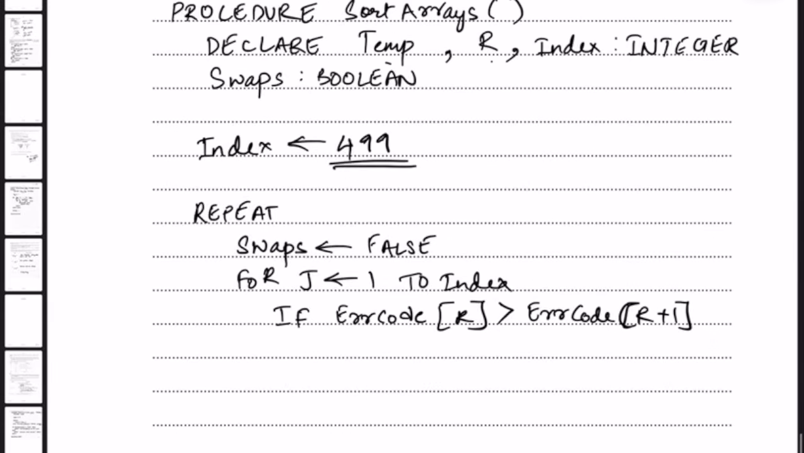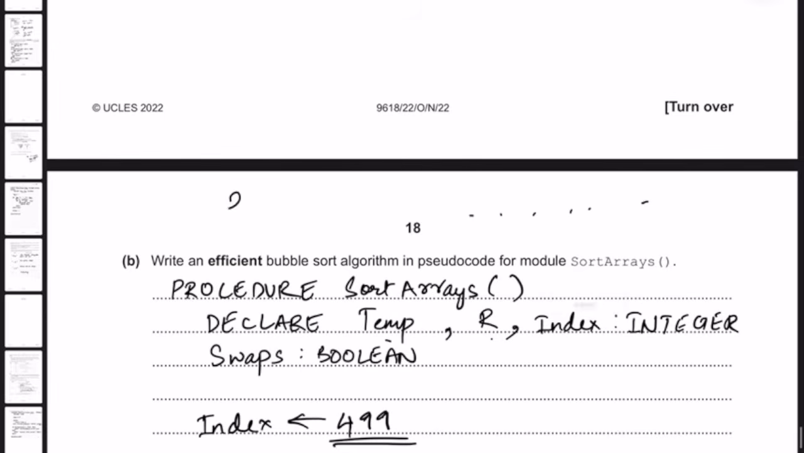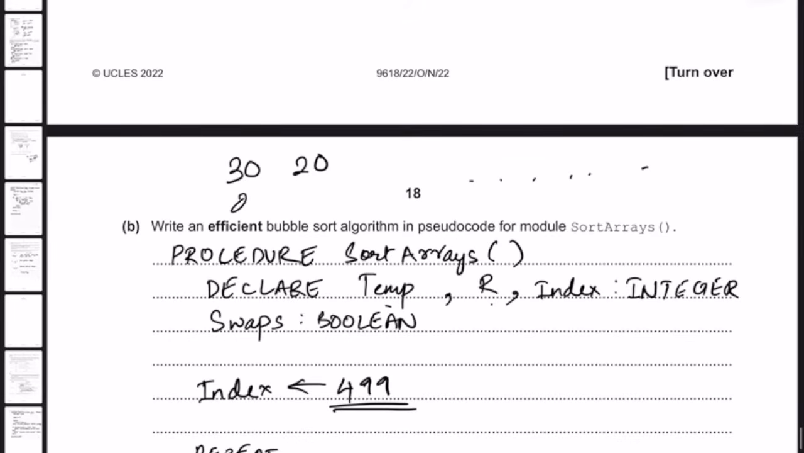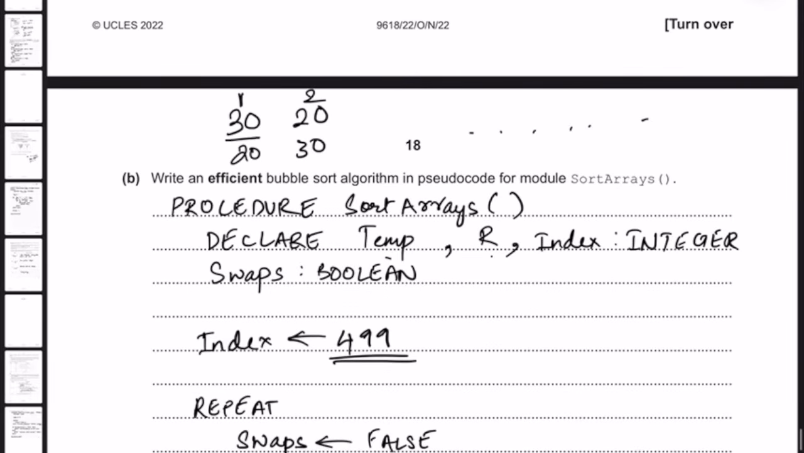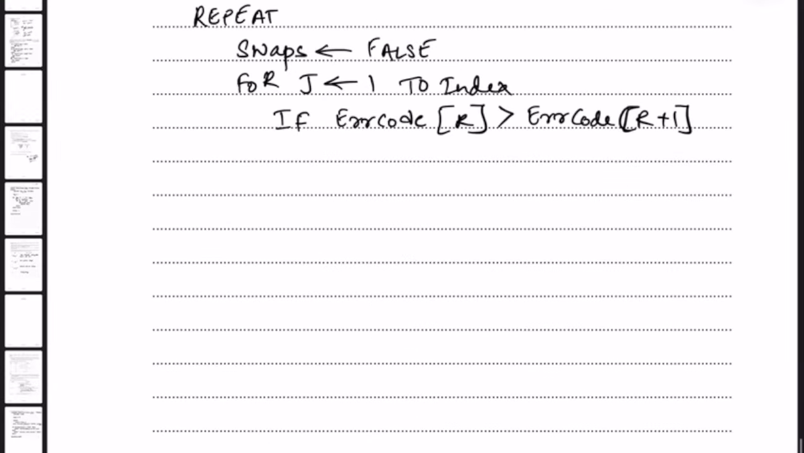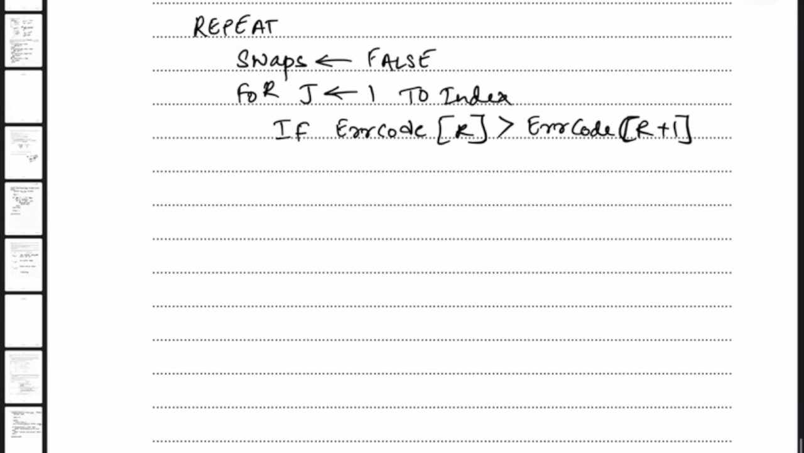I have, suppose, so r is just the position, right? So if suppose we have 30 and 20 like this, and we want it in ascending order, so we want it to be 20 and 30, right? So this is our r here is 1 and r here is 2. So if r of 1, that is 30, is greater than 20, it is, right? Then what we do is we shift them, so we have to swap them.